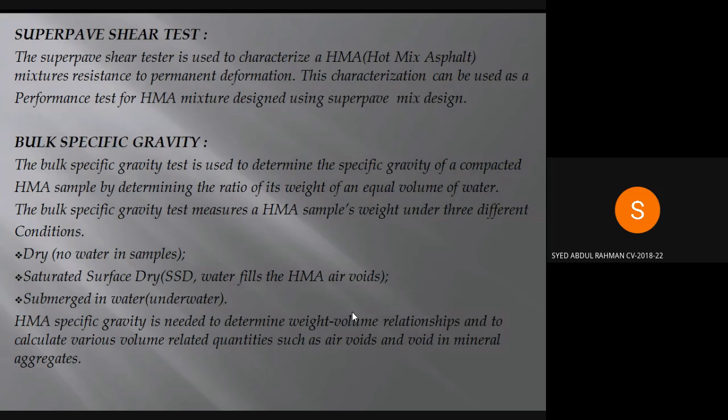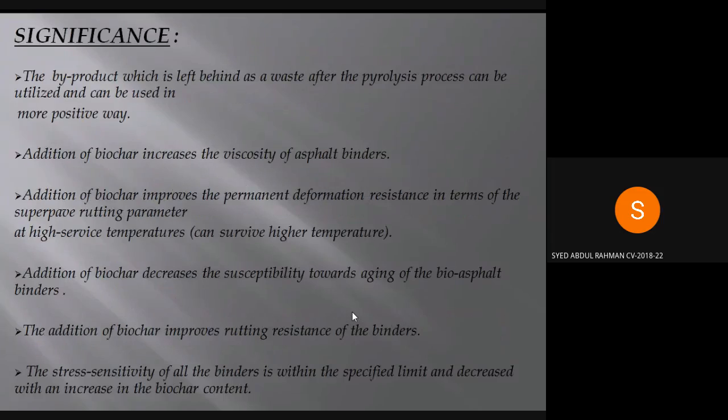mineral aggregates. And the significance: the byproduct which is left behind as a waste after the pyrolysis process can be used in many more positive ways. Addition of biochar increases the viscosity of the asphalt binder, and it also improves the permanent deformation resistance in terms of Superpave rutting parameter at high service temperatures.